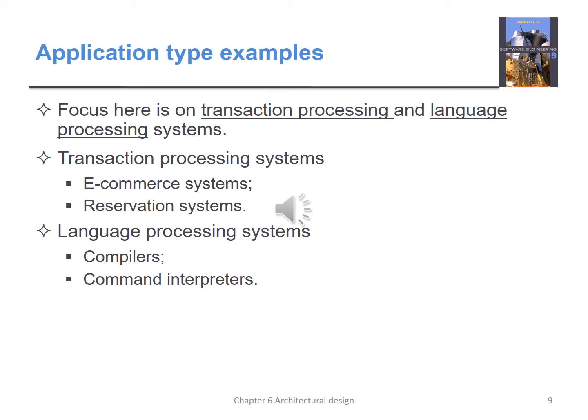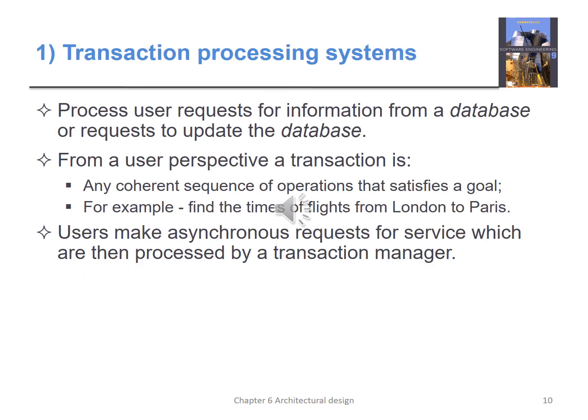Well, the two examples we are focusing on here, and we're going to go through them, are transaction processing and language processing systems. Transaction processing systems are like e-commerce systems and reservation systems. Language processing is like compilers and interpreters. Well, a transaction processing system processes user requests for input from a database or requests to update the database. Either a request to update or to retrieve something from the database.